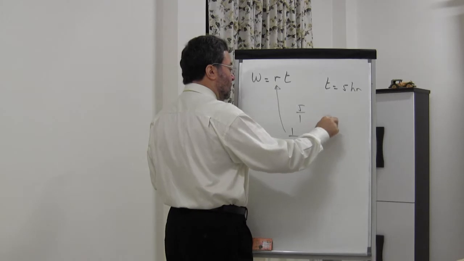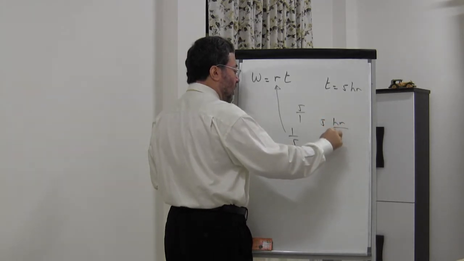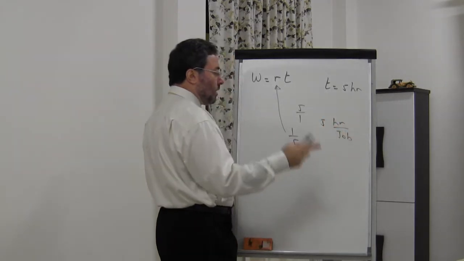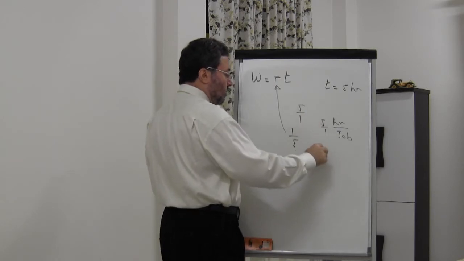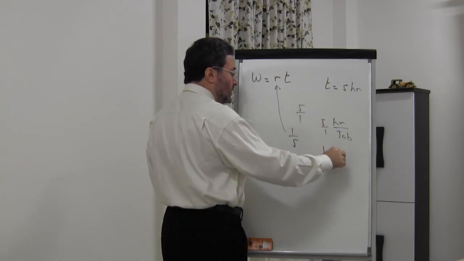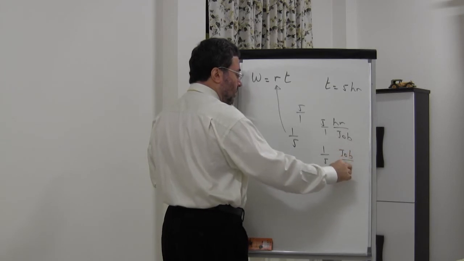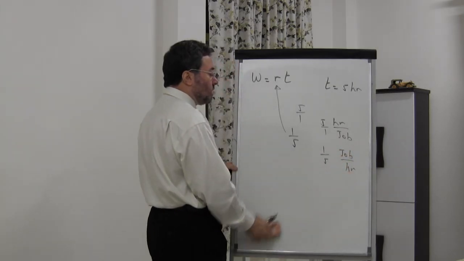This is 5 hours per job, one job. You flip it, and you get 1 over 5 of the job per hour, and that will be the rate.